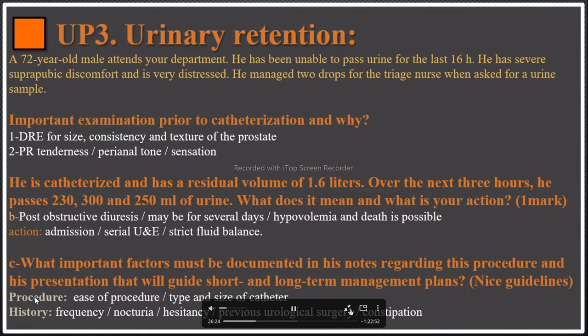So you will document the procedure, ease of procedure, type and size of catheter, and the history: why the patient came, for example frequency, nocturia, hesitancy, previous urological surgery, constipation, or the underlying cause. You will document all the history. I mentioned the most important points, but anything related to the procedure, anything related to the history, you will document.